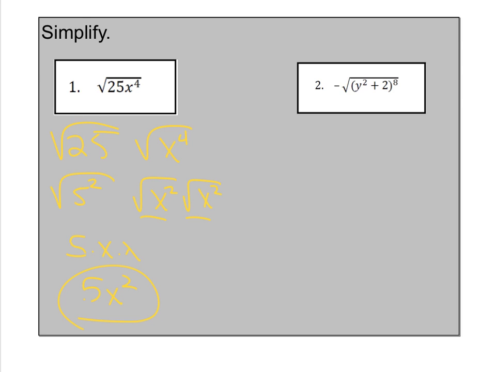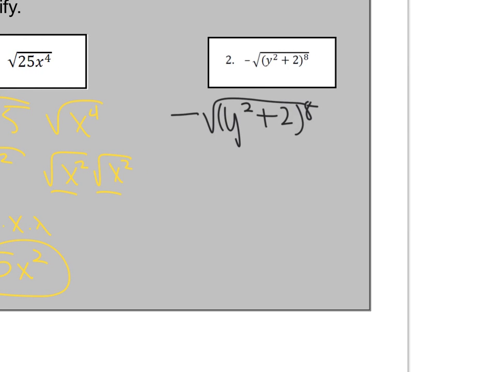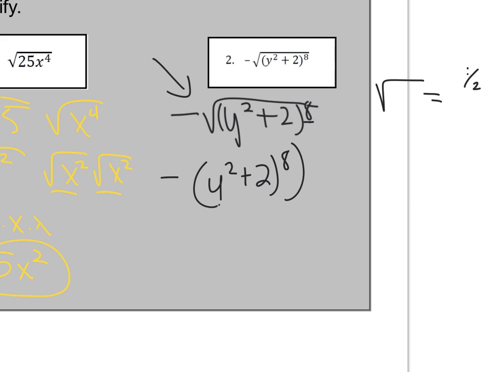Over here, I have negative y squared plus 2 to the 8th. All right, now here's what I want you to think about. This is just your typical standard square root. Leave this negative out front, and I'm raising this whole thing to the 8th power underneath. Well, square root as an exponent is actually like saying to the 1/2 power. So another way to say this would be y squared plus 2 raised to the 8th, and then that thing is going to be raised to the 1/2.